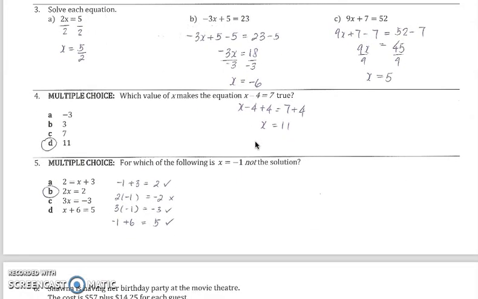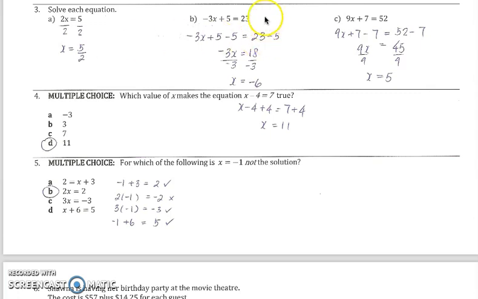Number 3. Solve each equation. A. 2x equals 5. We have to isolate x by dividing both sides of the equation by 2. Therefore, x is 5 over 2. You can leave your answer in improper fraction.